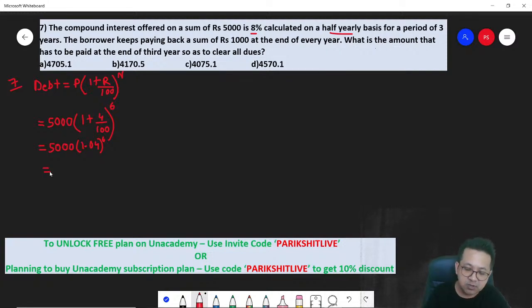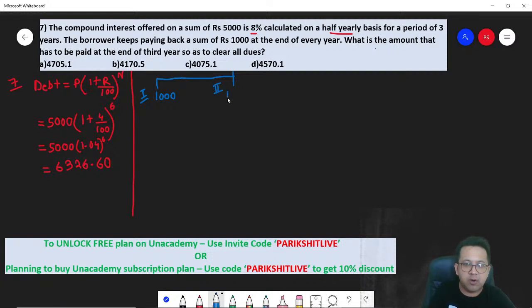Please do the calculations: 1.04 to the power 6 into 5,000. You will get this number as 6326.60. This is your debt. This is the money you are expected to return at the end of 3 years. Now the borrower keeps paying back a sum of rupees 1,000 at the end of every year. What is the amount that has to be paid at the end of the third year to clear all dues? At the end of the first year, the borrower is paying 1,000 rupees. At the end of the second year, the borrower is paying 1,000 rupees. The question is about how much the borrower needs to pay at the end of the third year.